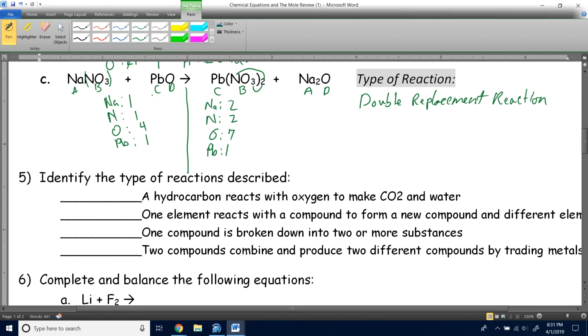How many Na do I need on this side? I need 2. So let's put a big 2, a whole big 2 right here in front of NaNO3. Now we change the Na to 2, now we change the N to 2, and now the oxygens, we have 2 times 3, which is 6, plus 1 is 7. Look at that. Just one coefficient and everything is balanced.